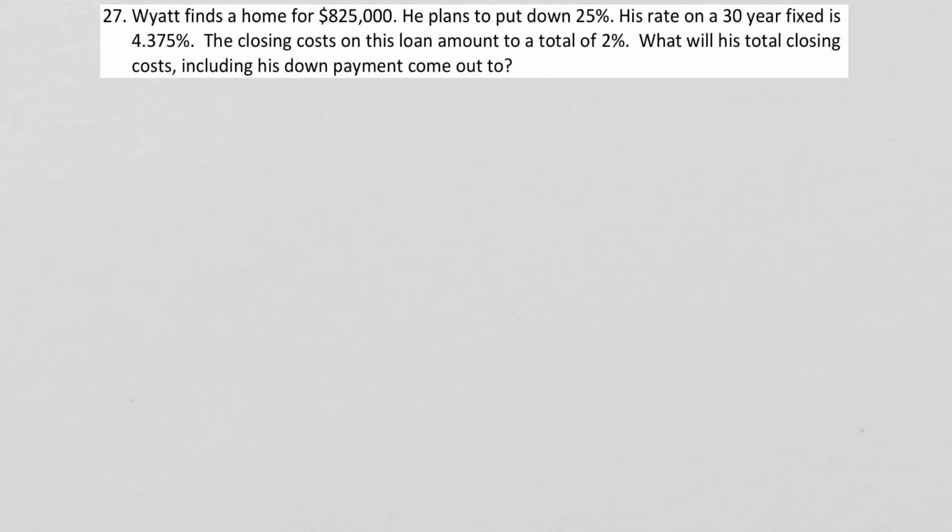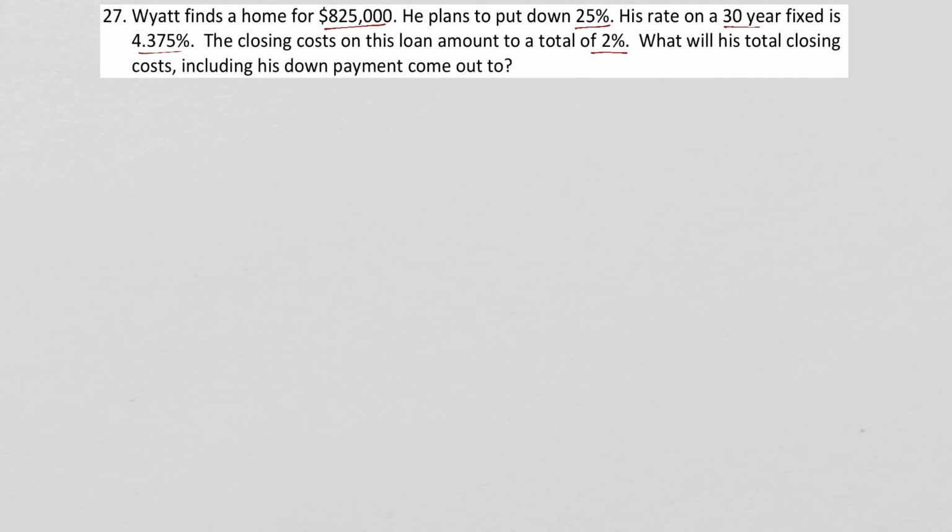Okay, now let's talk about discount points and what they are. Wyatt finds a home for $825,000. He plans to put down 25% on a 30-year fixed rate at that amount. So let's stop right there. Oh, and it says that the loan amount has closing costs of 2%. Closing costs are just fees that you have to pay your lender for originating or making your loan happen.